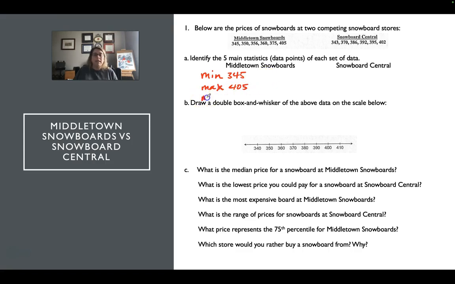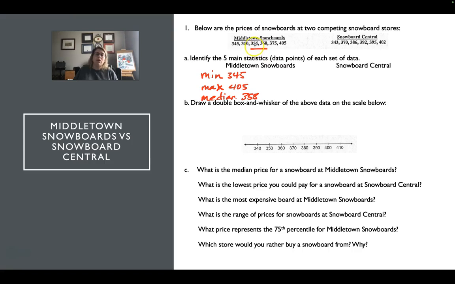Our median is the middle of this data. Now the nice part is this is an even amount, so it's between these two values. So 356 plus 360 divided by 2 would give you 358 is your median.